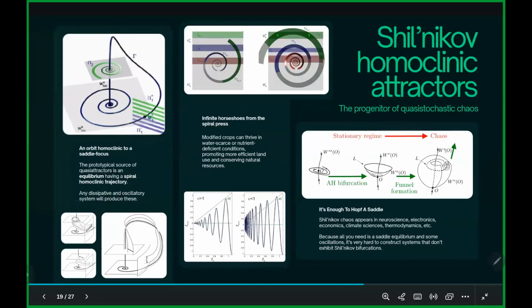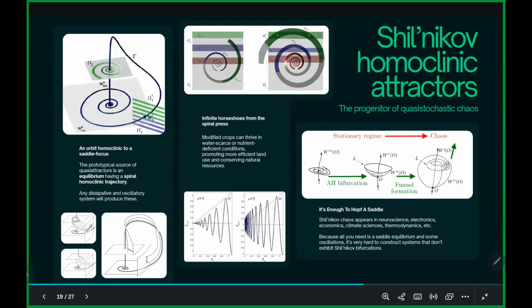And all you need is an equilibrium. You need a trajectory that starts and ends at the equilibrium, and it spirals out, and then it comes back in linearly. So you can do this in 3D. And if the speed that you come back is faster than the speed that you go out, you will have countably infinitely many unstable periodic orbits and chaos.